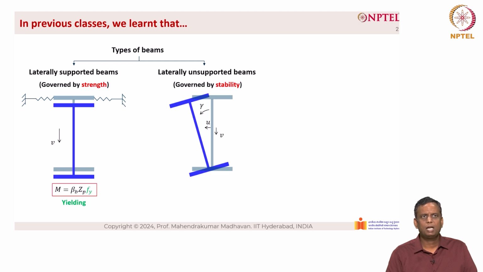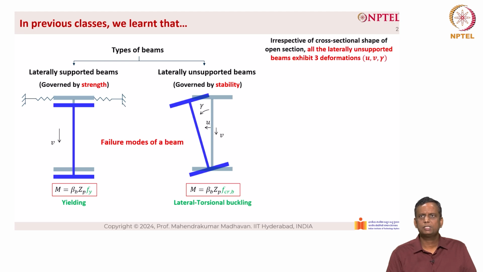The equation for laterally supported beams is given by M equal to beta sub B into Zp into Fy, which means that it is failing through yielding, whereas for the laterally unsupported beam, M is equal to beta sub B into Z sub P into F critical B. F critical B refers to the critical buckling stress, and hence the failure mode is lateral torsional buckling for laterally unsupported beams. Irrespective of the cross-sectional shape of an open section, all the laterally unsupported beams exhibit three deformations: U, V and gamma.